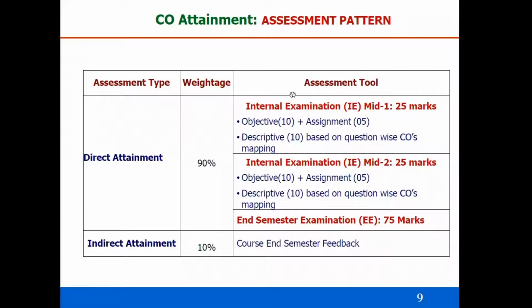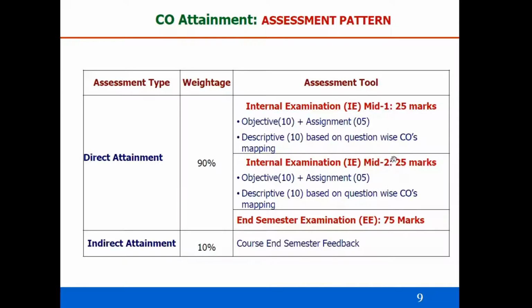The assessment tools for direct attainment, in our last session we discussed various tools. This is one theory course we have considered. For a theory course, what are the various tools? Internal examination with midterm test 1 or midterm test 2 based on your university evaluation pattern, then finally end examination. In this example, the course we have taken consists of 2 midterms, mid 1 and mid 2, with 25 marks distribution each. Mid 1 is again divided into 3 components: objective test for 10 marks, assignment for 5 marks, then descriptive test 10 marks, that depends on question-wise COs mapping.